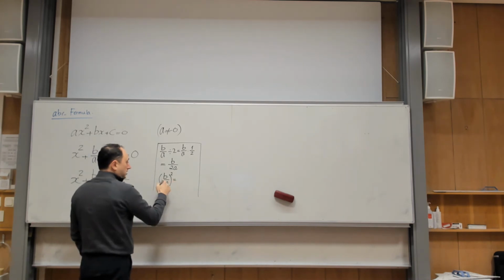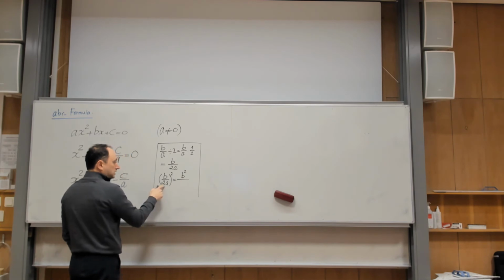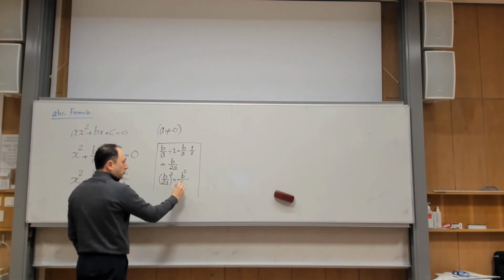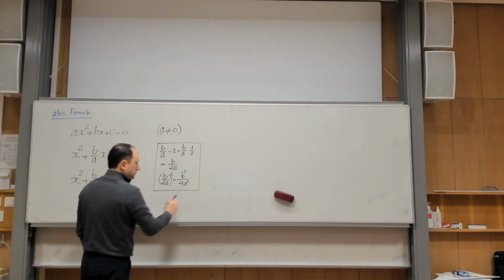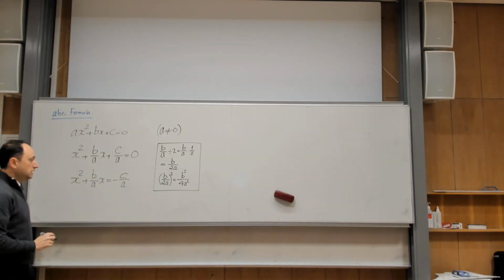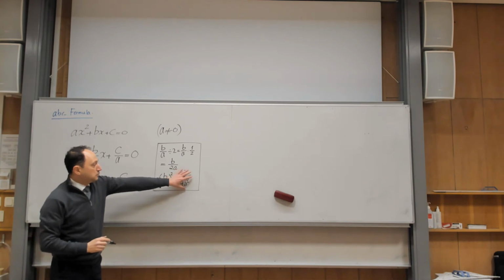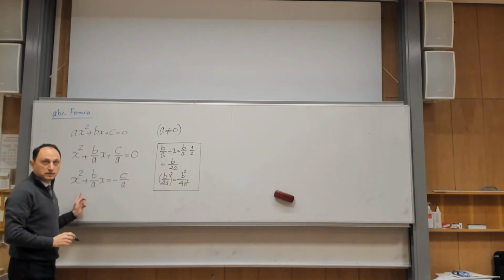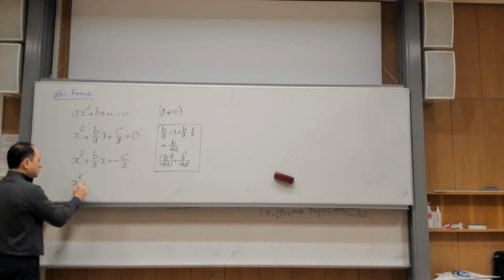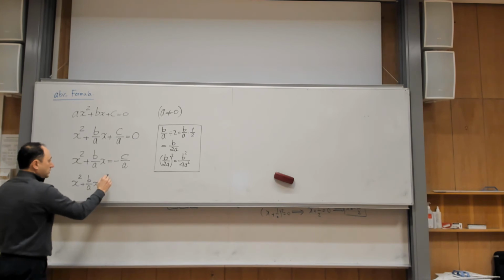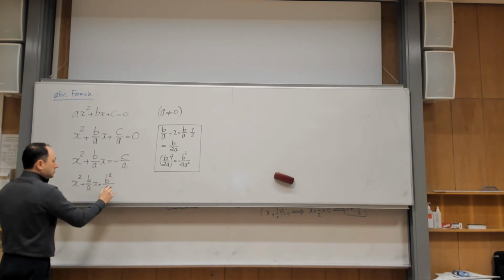When I square it, I square the numerator, which becomes b squared. I square the denominator, which becomes 4a squared. Okay, so the scratch work is done. So then I realize this is the number that I have to add. Yes, I add that number. So this becomes x squared plus b over a x plus b squared over 4a squared.